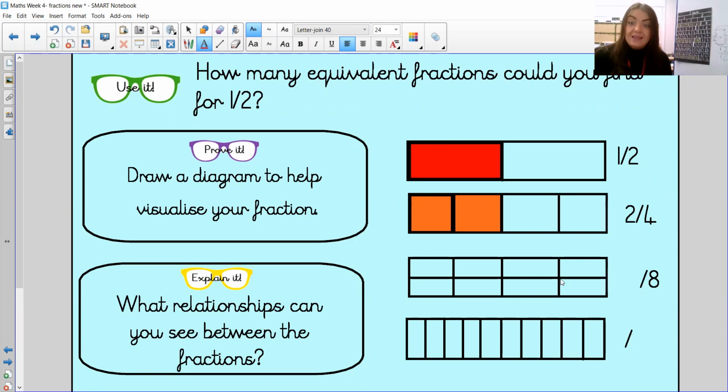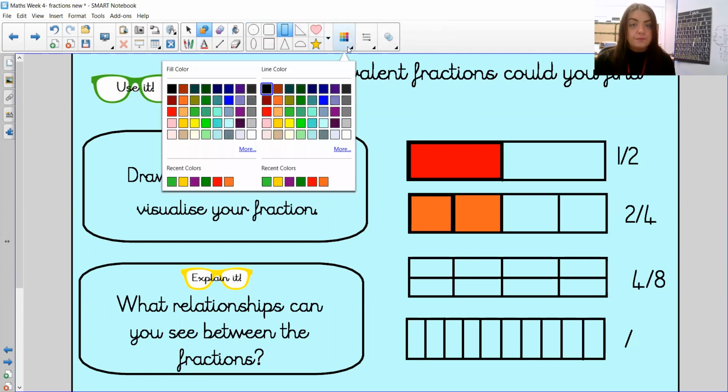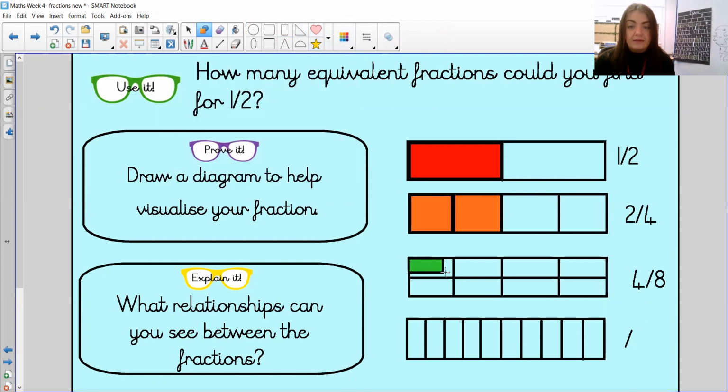Next one then, so again, the same whole, but this time I've split it into 8 equal parts, and remember they must be equal. So how many of these 8 parts will give me the equivalent amount of my 1/2 and my 2 quarters? We've just done this in our practice, and I remember that it is 4. Okay, so let's get my little cubes and let's prove it. Let's double check our answers.